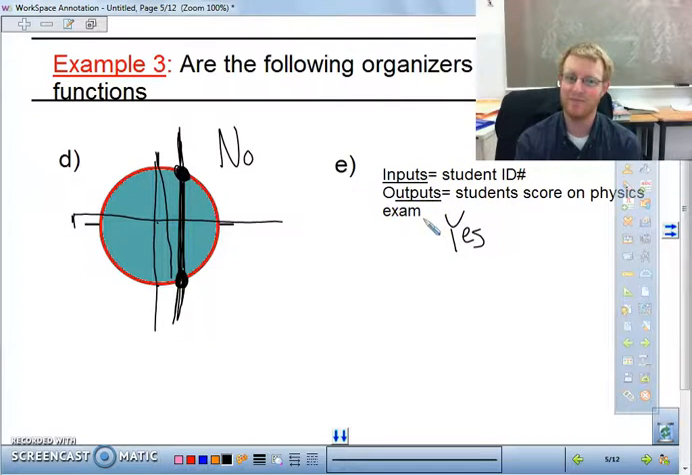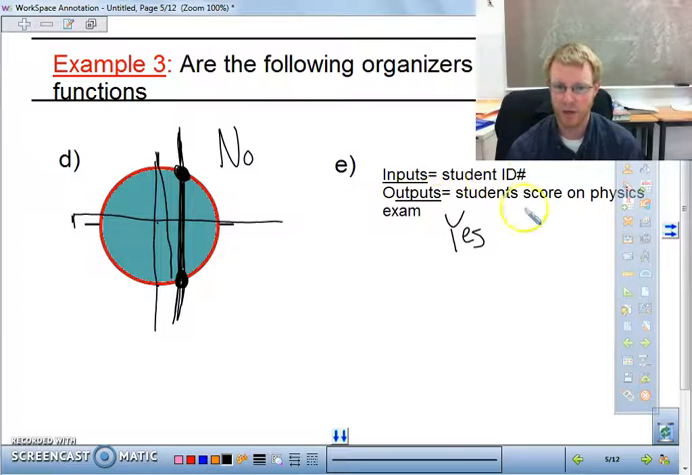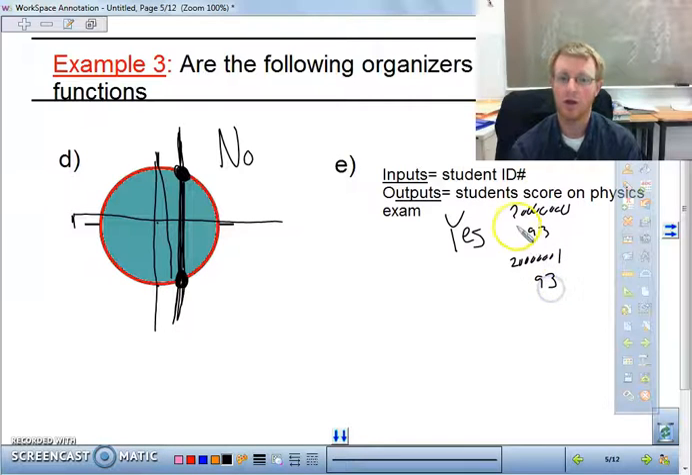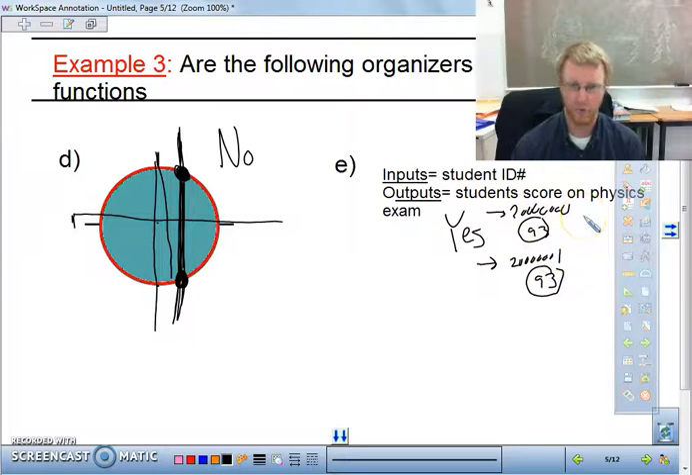Now again, that doesn't mean that exam scores may not be the same. We could have student ID 2000000, and they got a 93. And then 200000001 got a 93 as well. But these are the inputs, and because the inputs are different, we're getting exactly one output for each of them. Therefore, it's still a function. Very, very important for you to understand the difference between a function and a non-function.